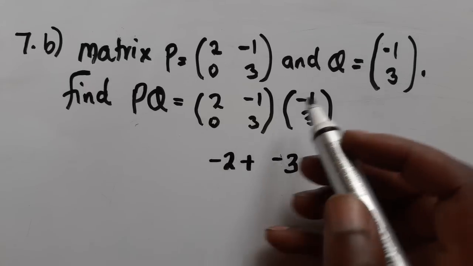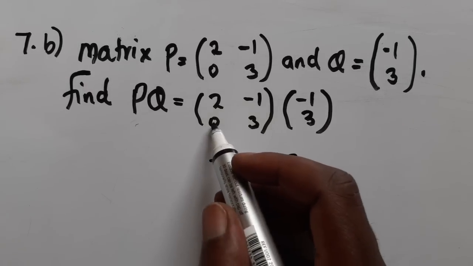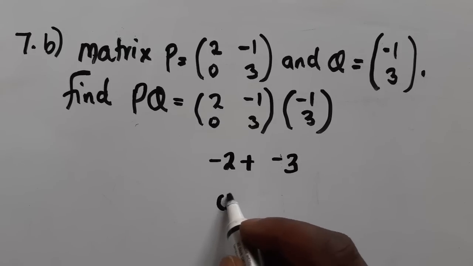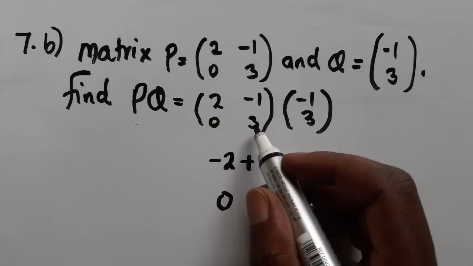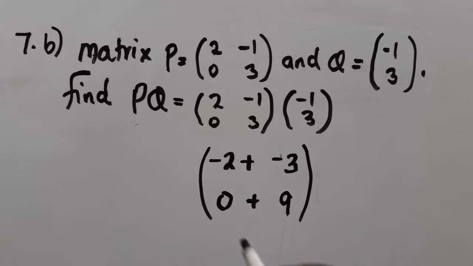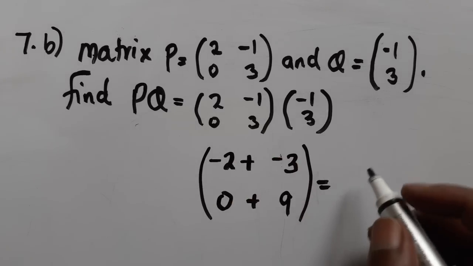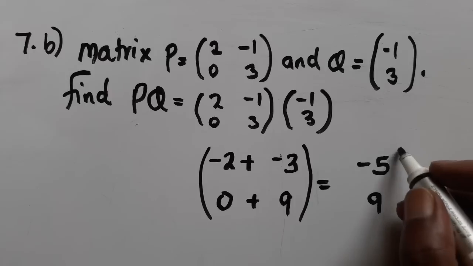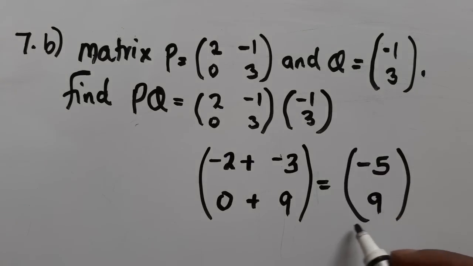Then we come to 0 multiplied by negative 1. This is going to give us 0, plus 3 multiplied by 3. This is going to give us 9. Then the final answer is going to be negative 5, 9. This is what is going to be our answer.